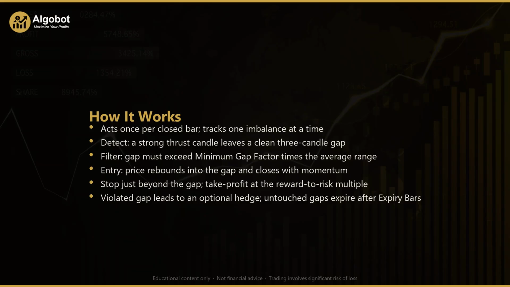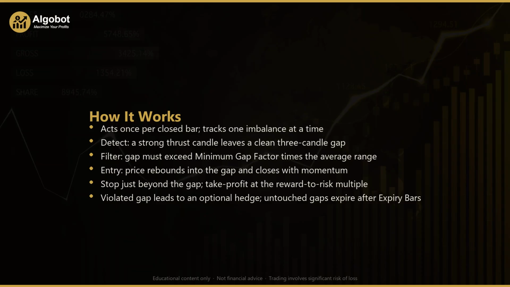Let's break down the mechanics step by step. The expert advisor acts only once per fully closed bar, so it never reacts to incomplete price action. On each closed bar, it keeps a rolling history of candles and calculates the average high-to-low range over a look-back window, set by default to 14 bars. This average becomes the yardstick for everything that follows.